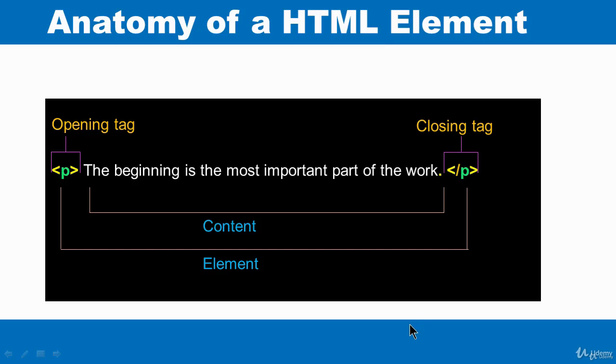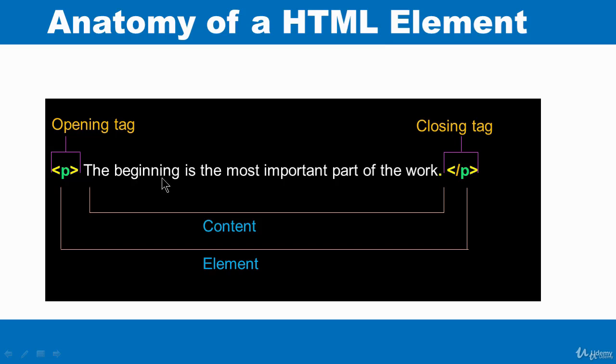The closing tag is differentiated with the / before the actual tag is closed. And the actual element, which is the P, which stands for paragraph, is enclosed in angle brackets. So we've got the left angle brackets and the right angle brackets.